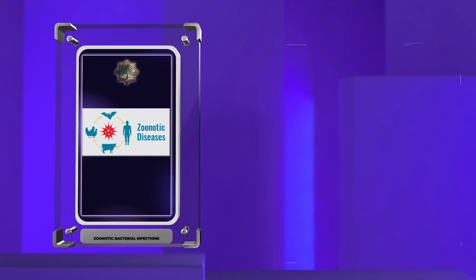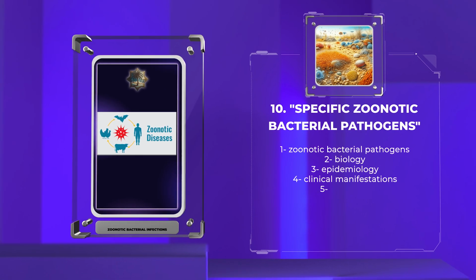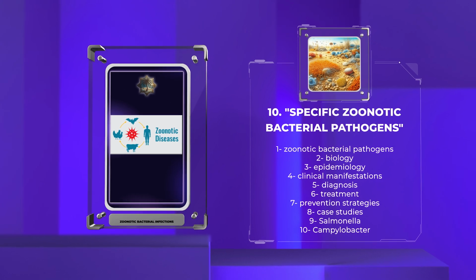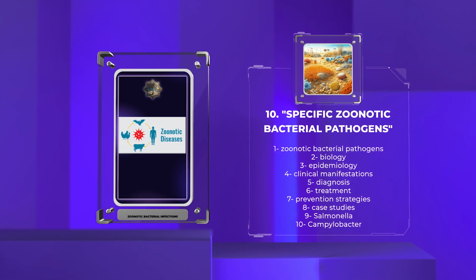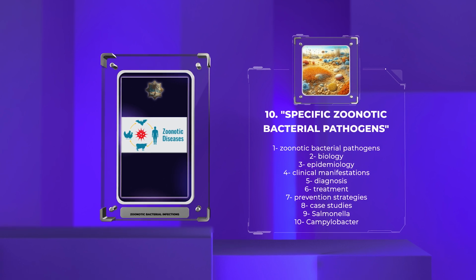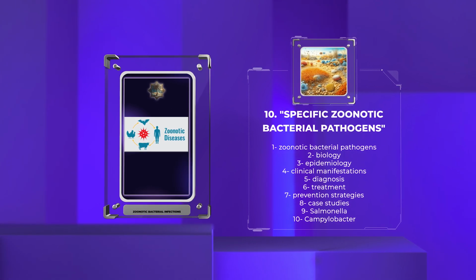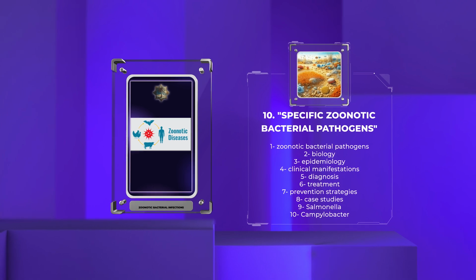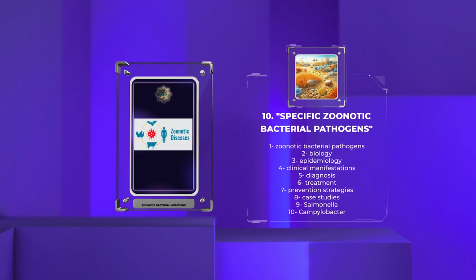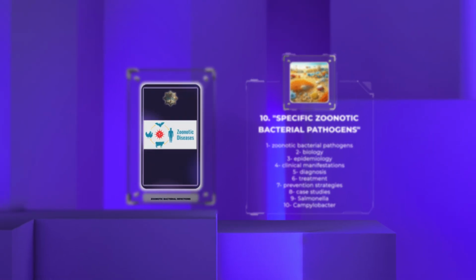In this topic, we will dive into specific zoonotic bacterial pathogens in detail. We will explore their biology, epidemiology, clinical manifestations, diagnosis, treatment, and prevention strategies. Case studies on notable zoonotic bacteria such as Salmonella, Campylobacter, Brucella, and Yersinia will be presented to illustrate the diverse range of zoonotic infections and their associated challenges.